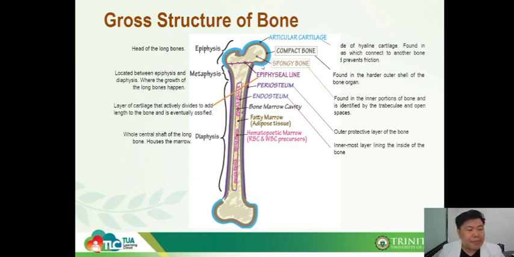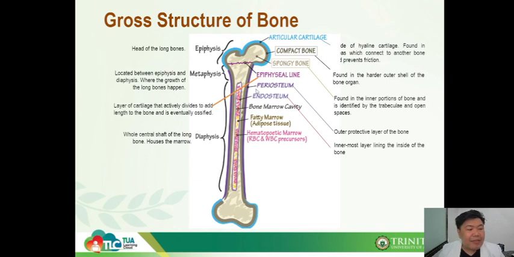Okay? Next is the compact bone, which is the darker colored outline here. The compact bone is the harder outer shell of the bone organ. In contrast, we have the spongy bone, which is the lighter colored part here. The spongy bone is found in the inner portions of the bone, and it is identified by the trabeculations, the trabeculae, and the open spaces.